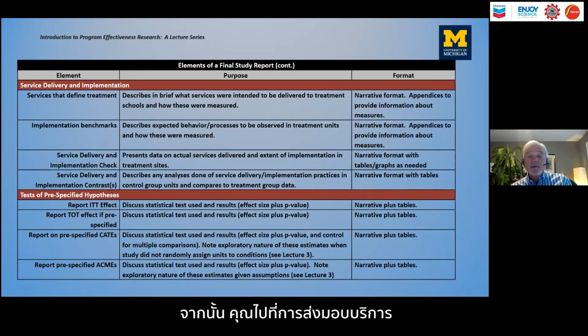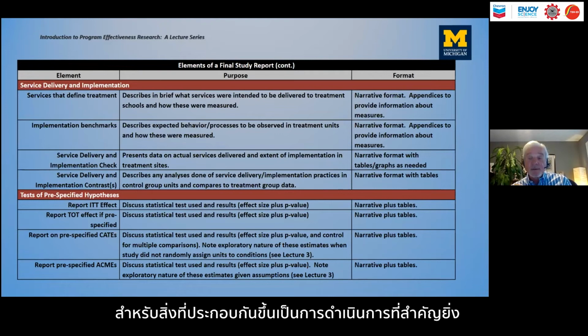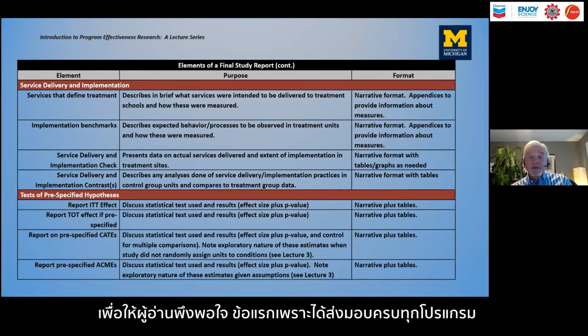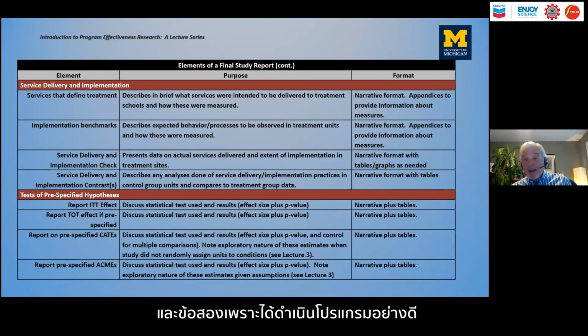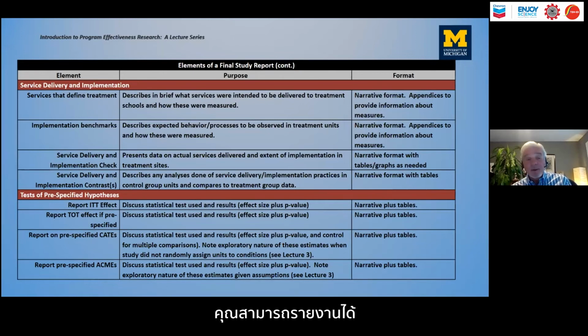You then go to service delivery and you describe the services that actually define treatment and any implementation benchmarks that the intervention has for what constitutes faithful implementation. You then report the service delivery and implementation check so that the reader can be satisfied that, first of all, the treatment was delivered, and second of all, it was implemented well. And then if you have contrasts between treatment and control, you can report them here.